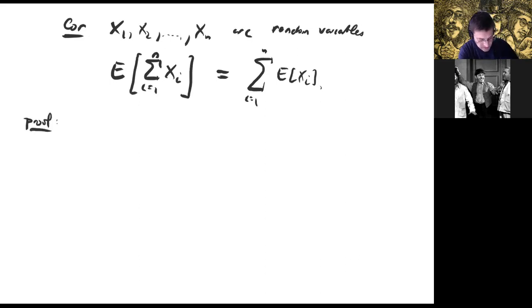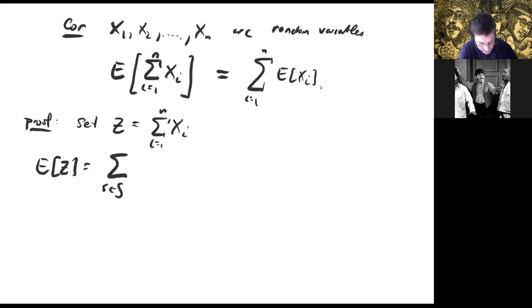So let's set Z equal to the sum of the random variables, i goes from 1 to n. Then what is the expected value of Z? That's the same thing as the sum, s in S, of Z(s) times p(s), the probability mass function at s, and this is by the previous proposition. Okay, but what is Z(s)? Z is the sum of the random variables.